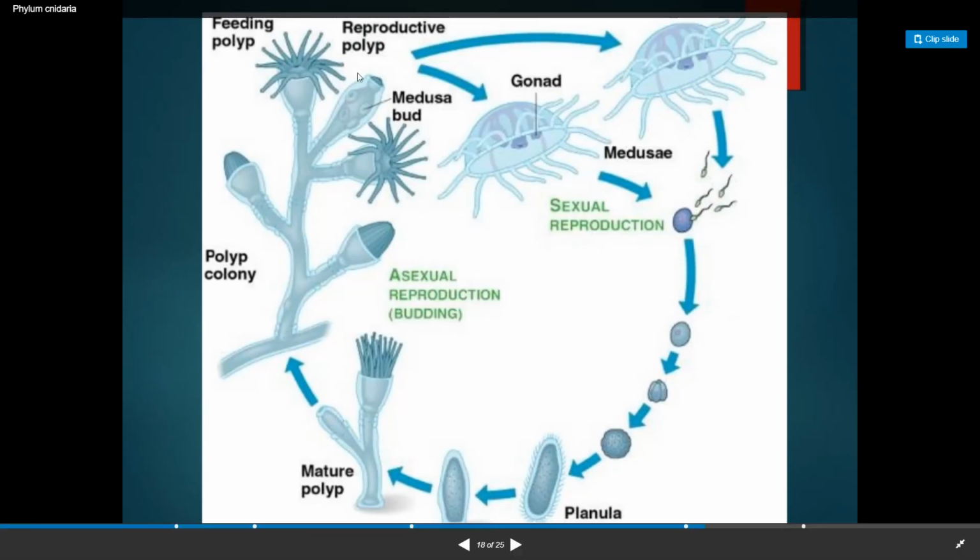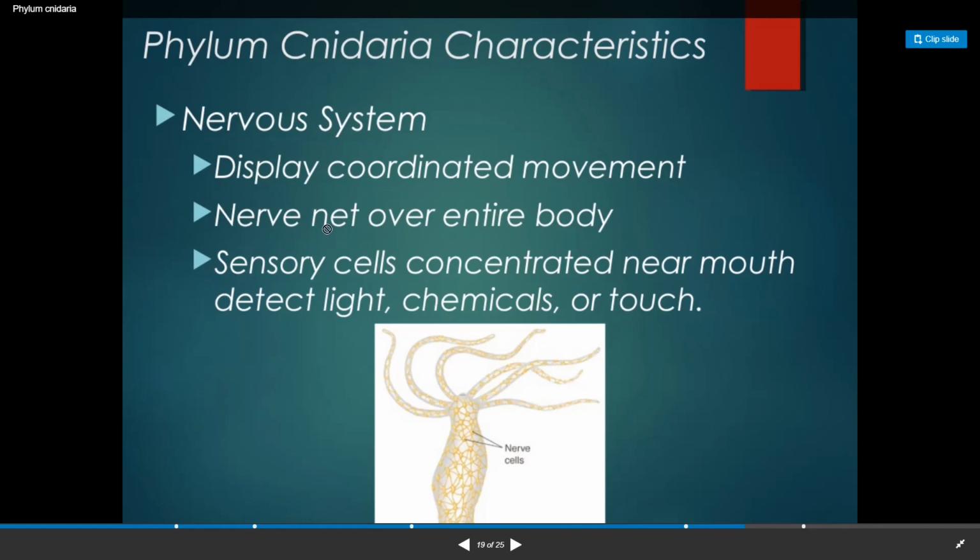So there's a polyp colony, you have a medusa bud, you have a feeding polyp. So it's going to let that medusa go. There's the gonads, there's your jellyfish, it reproduces, and then it plants another polyp. And it keeps going around and around and around, and that's the circle of life.